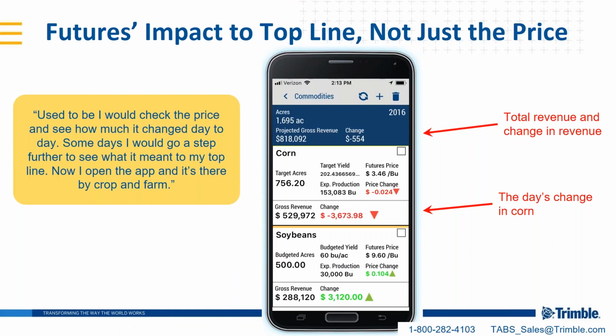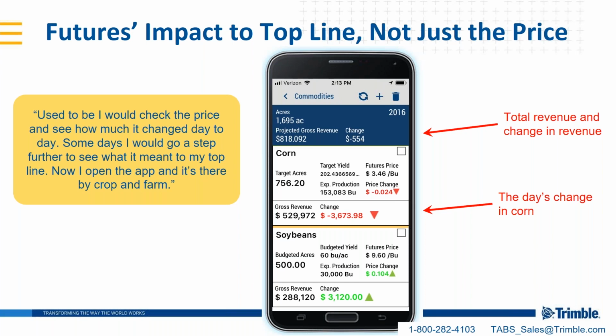Another thing that we've done is provide the futures pricing, which a lot of people do, but also the impact to the top line on a daily basis, not just the price. So here we're looking at the commodities tab. This is a 2016 crop year. This person had 1,695 acres. I believe this is a demo account, so a lot of these numbers may not add up. The projected gross revenue is 800,000, and the daily change was minus $554.